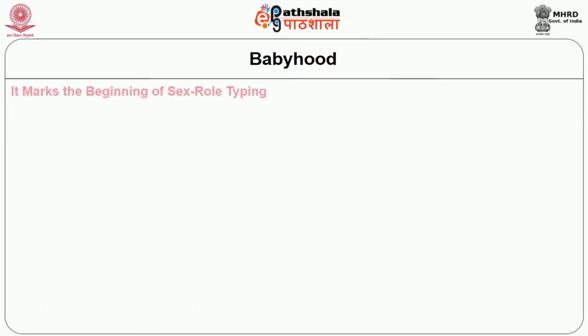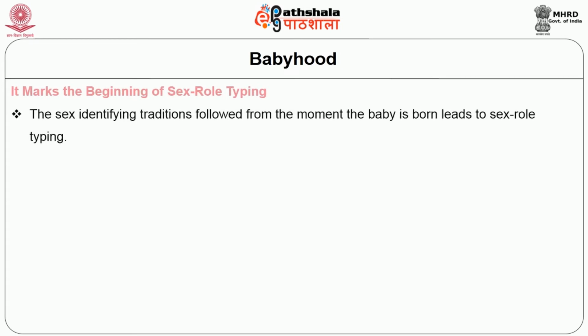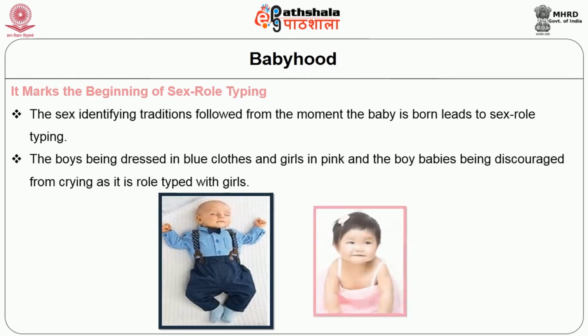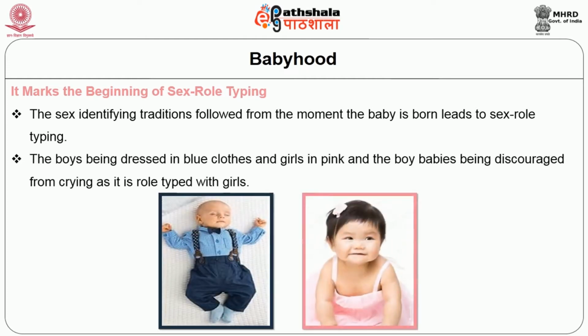Last characteristic is that it marks the beginning of sex role typing. The sex identifying traditions followed from the moment the baby is born lead to sex role typing. The boy is being dressed in blue clothes and girls in pink, and the boy baby is being discouraged from crying as it is role typed with girls.